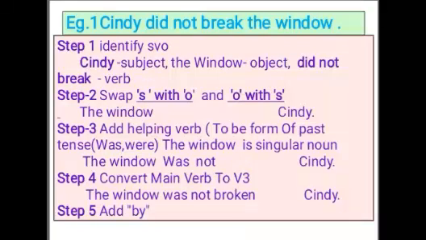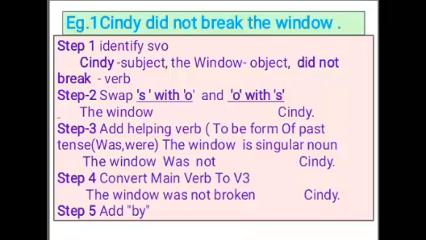Now look at example 2. Cindy did not break the window. Active sentence. Step 1, identify SVO. Cindy subject, did not break verb, the window object. Step 2 is to replace window with Cindy and Cindy with the window.